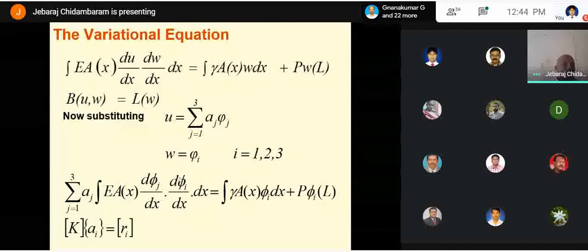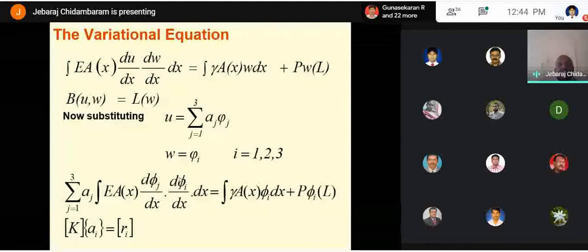Now, I got a cubic solution. So i is ranging from 1 to 3, j ranging from 1 to 3. So when I put the integration it becomes a matrix of 3 by 3, with i is 1 to 3, j is 1 to 3. So K11, K12, K13, K21, K22, K23, K31, K32, K33. And the right side is going to become i is 1 to 3, so R1, R2, R3. So I get my Kij and Ri.